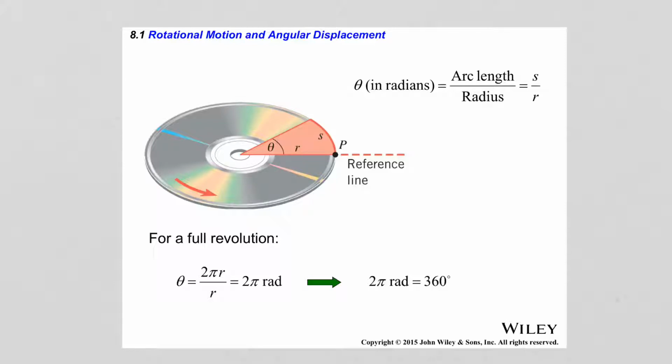For one full revolution, the angle theta will be equal to the circumference of the CD, so that is 2 times pi times r, divided by the radius r, or one full revolution encloses an angle of 2 times pi radians. So we know that one full revolution also has 360 degrees. So therefore 2 pi radians is equal to 360 degrees.